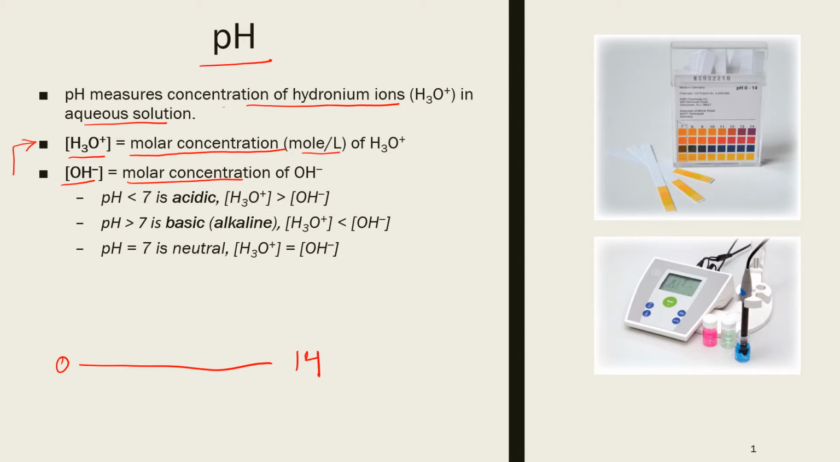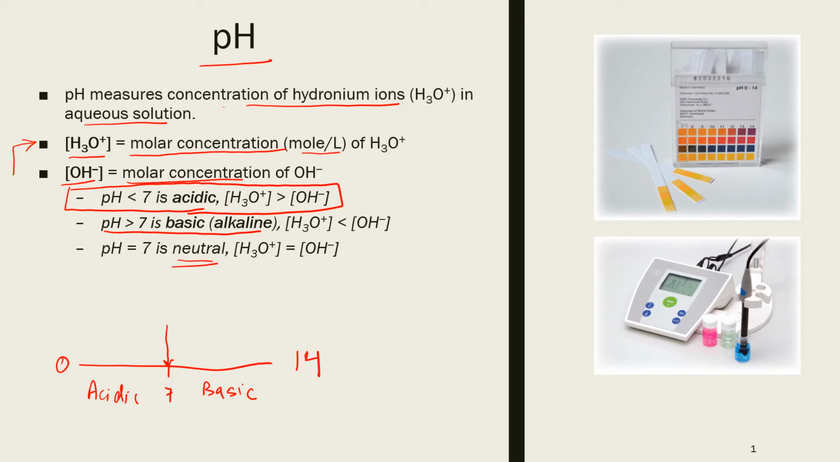A pH value of 7 or below means that our solution is acidic. So any value of 7 or below means that the solution is acidic. If our solution has a pH value anywhere between 7 to 14, then our solution is basic. Basic solutions are also known as alkaline solutions. At 7, if the pH is exactly 7, then our solution is neutral.